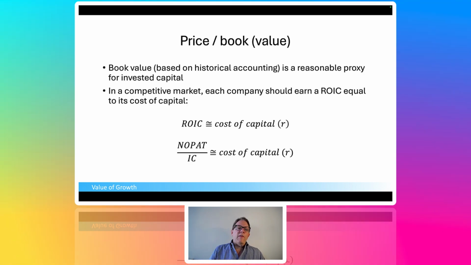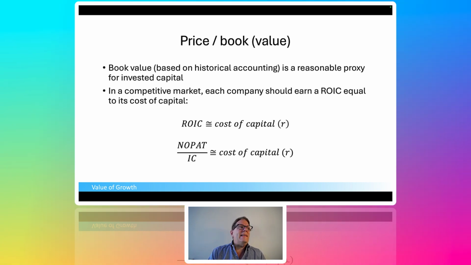All right. So book value based on historical accounting. Now, we've had very little inflation up to the recent bout of inflation. So we didn't have inflation as a problem for the historical accounting. It was pretty good. So book value based on historical accounting is a reasonable proxy for invested capital. Not perfect, and there's going to be lots of exceptions, but not bad. It's not a bad proxy.